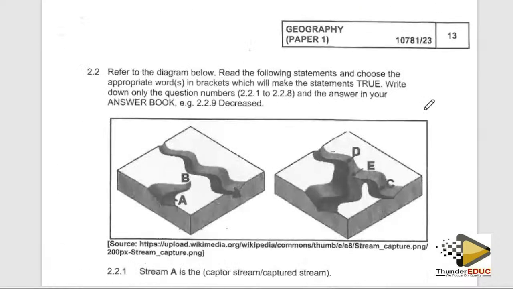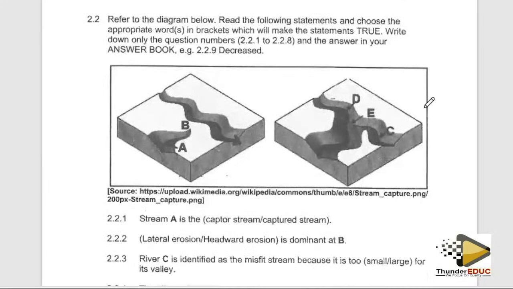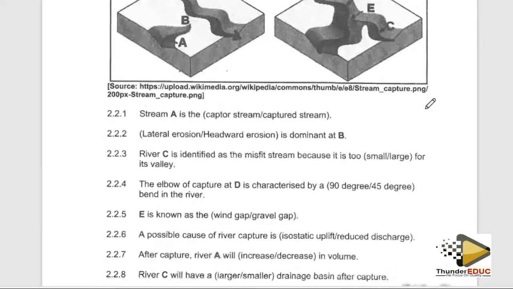Right. Next, question 2.2 says, refer to the diagram below, read the following statements and choose the appropriate ones in brackets to make the statements true. Right. So 2.2.1, it says stream A is the captor stream or the captured stream. Let's check after capture here. It makes stream A our captor stream.